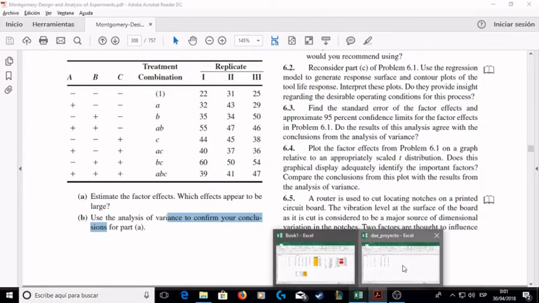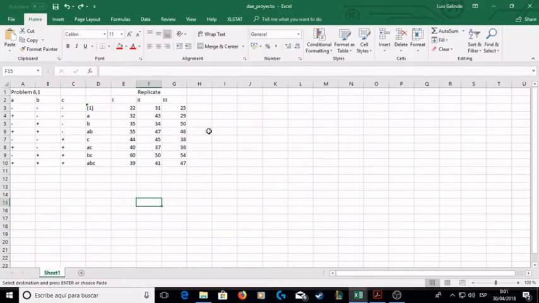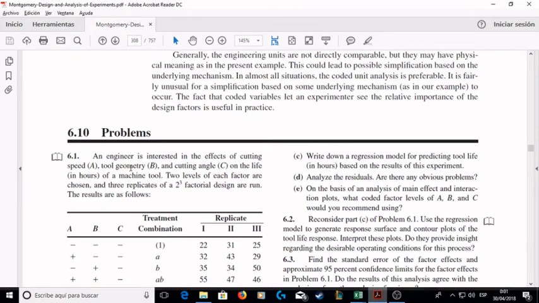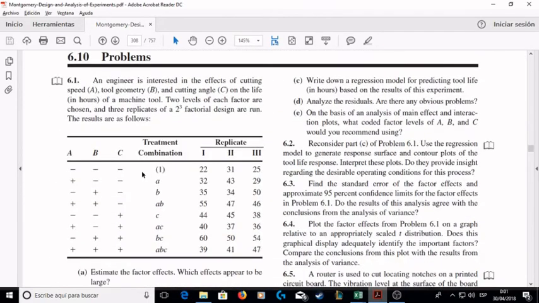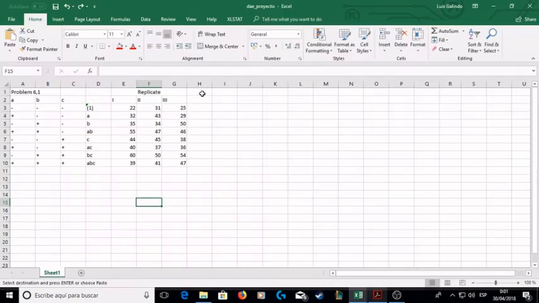Hello, I am going to be working on problem 6.1 of the book. It can be found on page 292. So let's get started. It's a 2 to the 3 factorial design. We already have our data, which was given to us by the book, and also the table of signs.